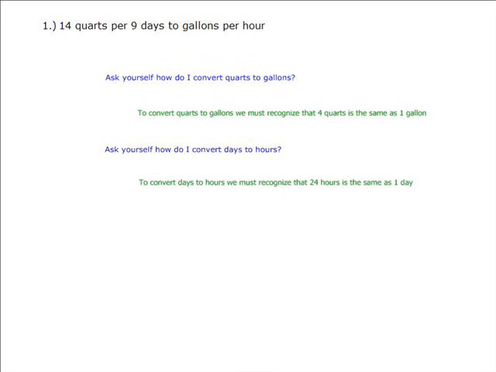Ask yourself, how do I convert quarts to gallons? To convert quarts to gallons, we must recognize that 4 quarts is the same as 1 gallon. Ask yourself, how do I convert days to hours? To convert days to hours, we must recognize that 24 hours is the same as 1 day.